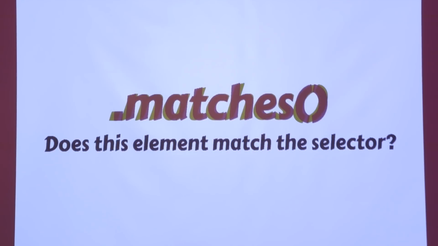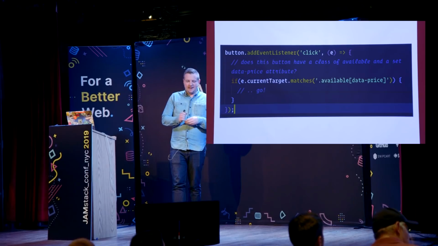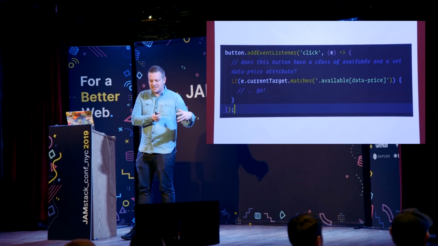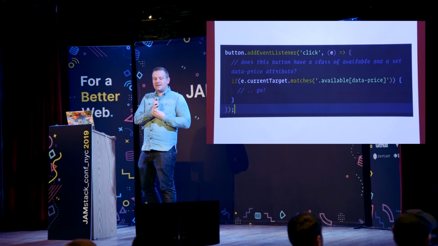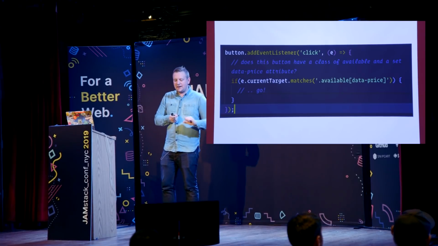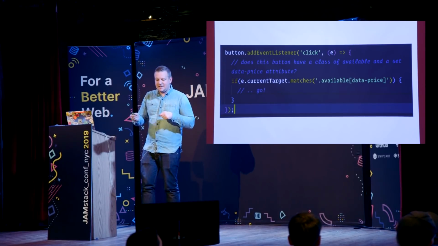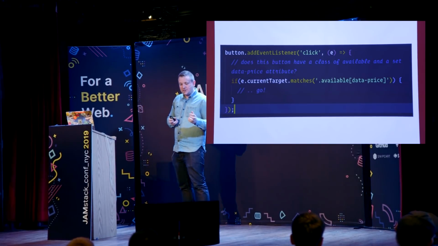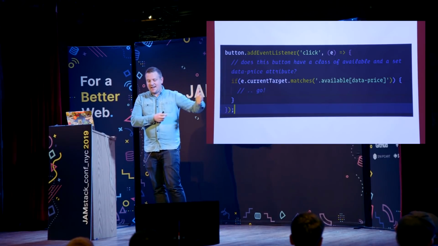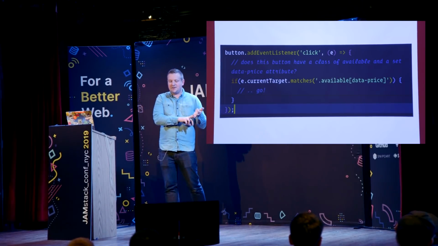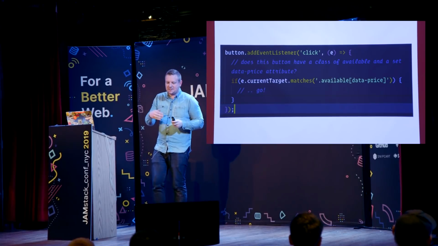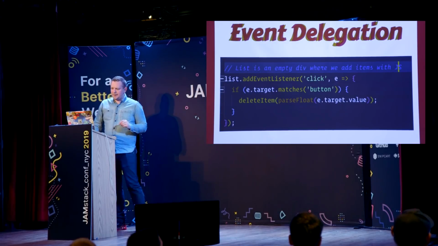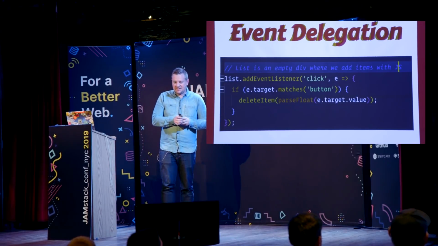Dot matches. Does an element match the selector? So here, when you click on a button, you often need to check if that button has specific attributes. In our case, I could say, if the current target has a class of available, and it also has a dataset with a property called price, or you could just say, if it doesn't match the selector that I have available and has a data-price available to it. And maybe in that case, you only wanted people to click a button when it had a class of available and a price set.